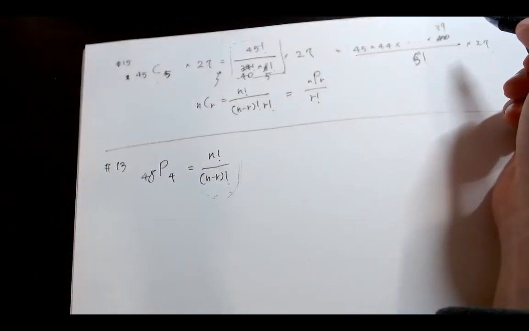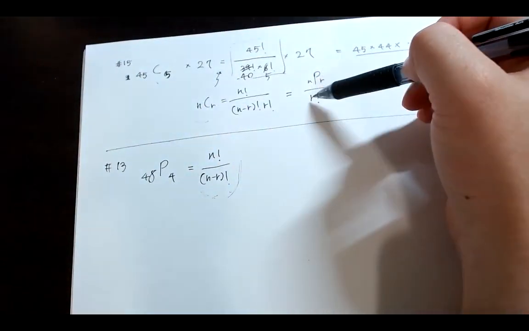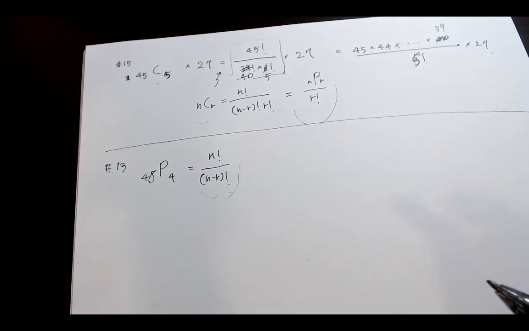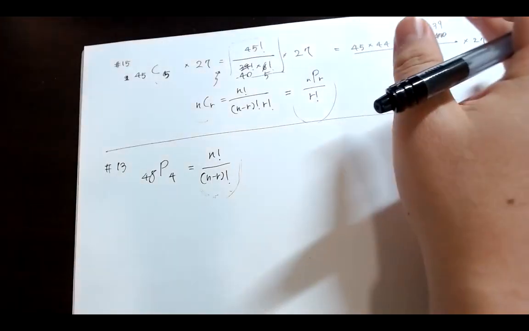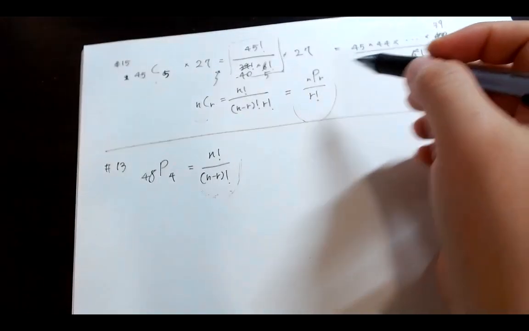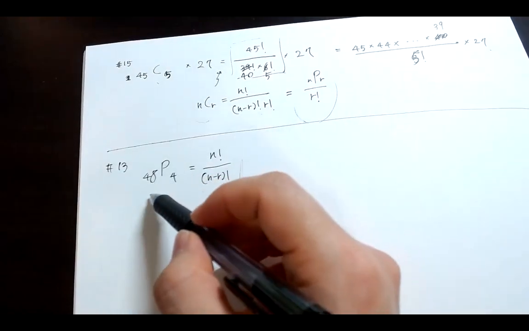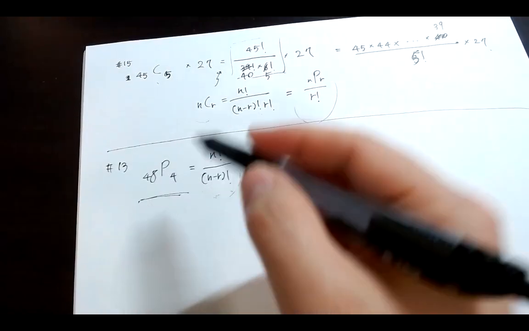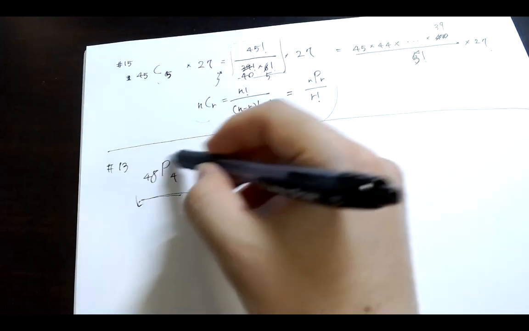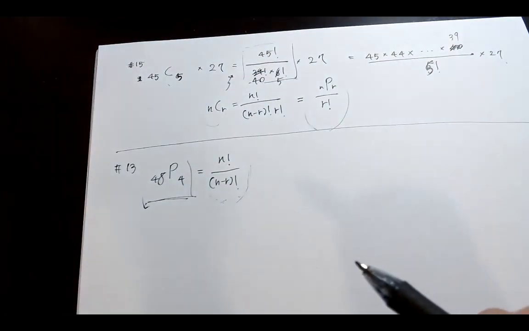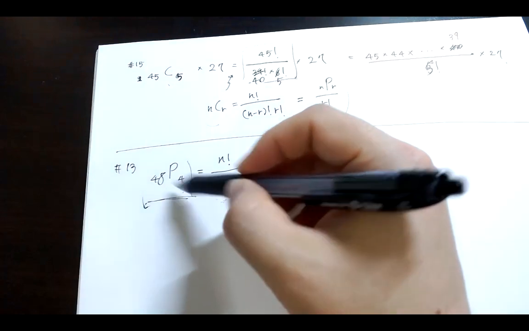Okay, so nCr can be expressed as nPr over r factorial. I know this is complicated, but it's totally fine. You don't have to fully understand, because there is a much easier way to figure out 48P4. That means the number of permutations to choose 4 out of 48.